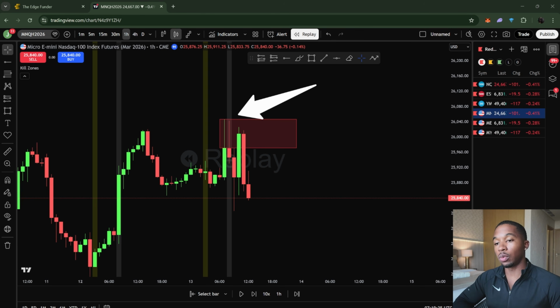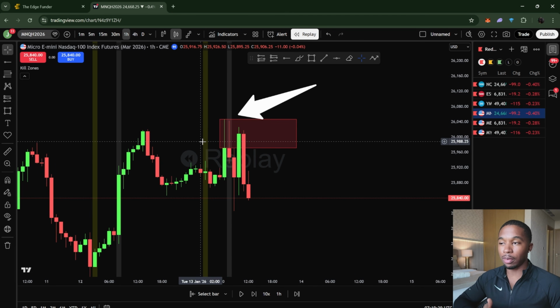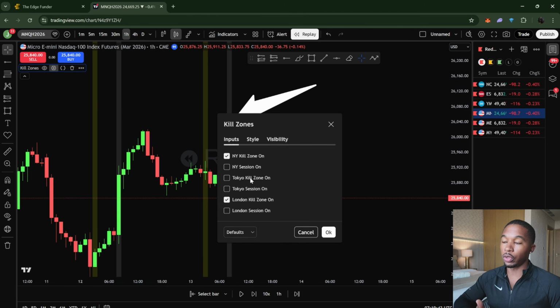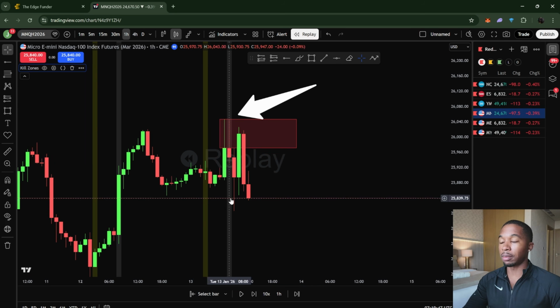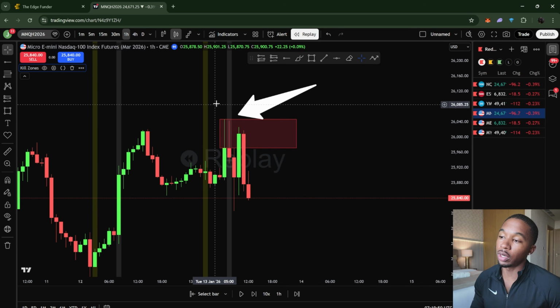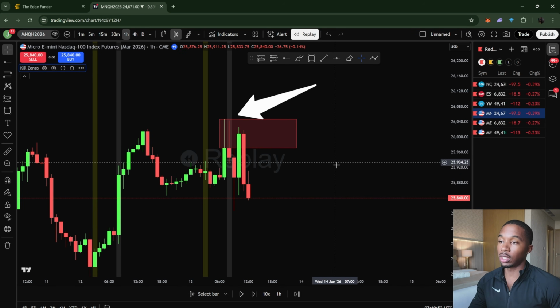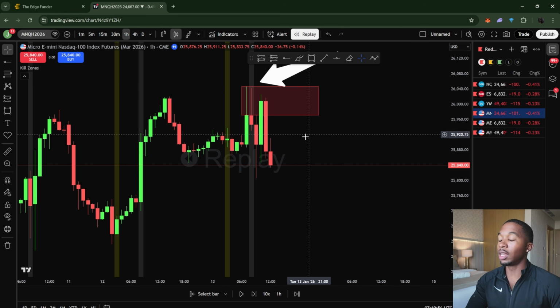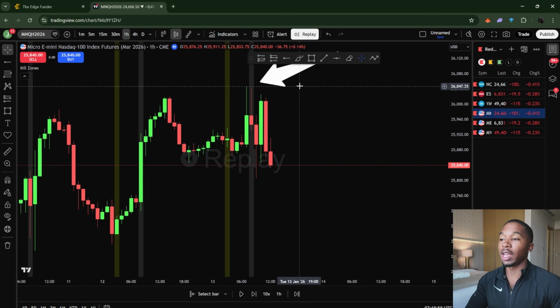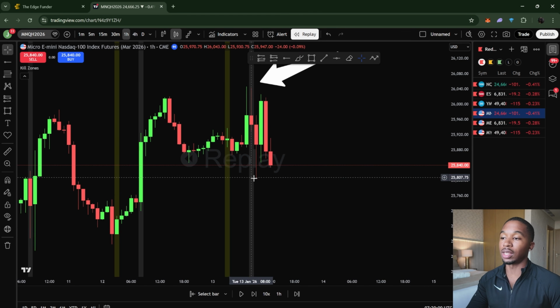So how this strategy works, we first need to have the kill zones indicator on our charts. And I only care about London session and New York session. So if you want to copy my settings again right here, you can just copy them under inputs and under style, so that it will look like mine. But what I'm looking for is seeing what the market did during London session. I want to see what the London banks did. I want to see what the London hedge funds did. I want to see their price range. And I want to see the highs and the lows that they created.